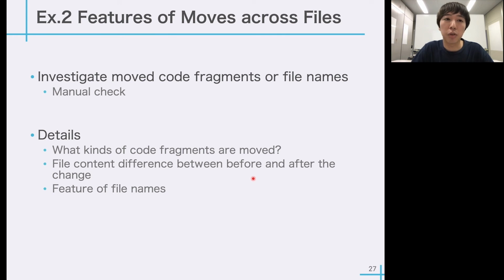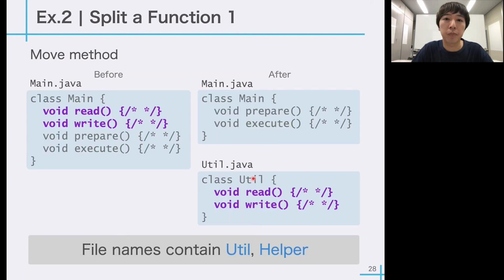Now, I talk about experiment 2. In this experiment, we manually investigated across-file code moves. We investigated what kind of code fragments are moved, differences in file contents before and after the change, and features of file information like file name. We found several features, so I'll show you some examples.